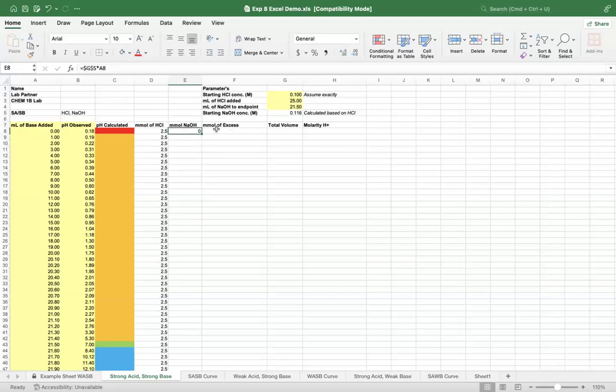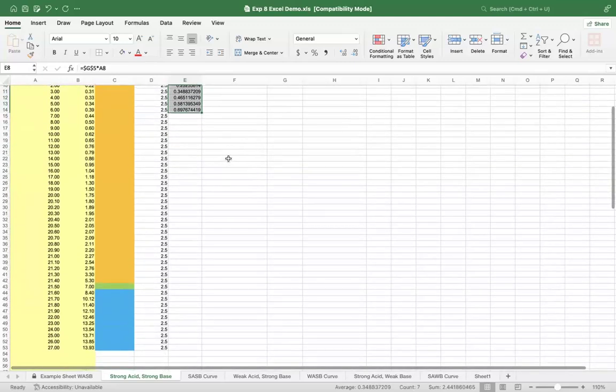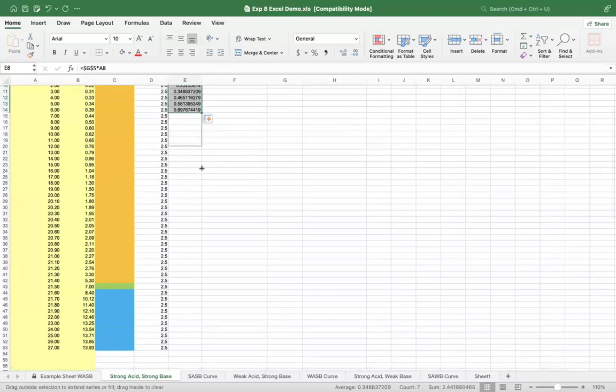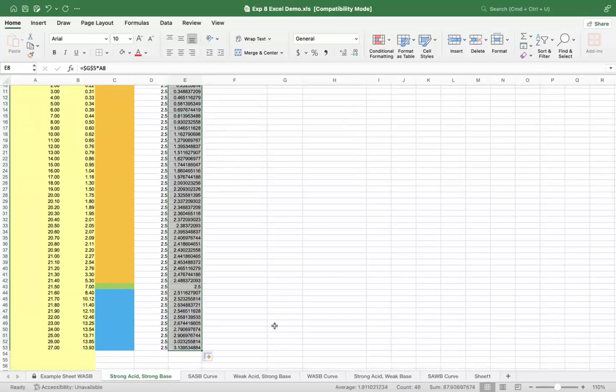Okay, so it's 0. But as I grab this and drag it down, you'll see that that number gets bigger and bigger and bigger. So I'm going to just drag this. We can drag it all the way down. But at some point, you're going to see that it becomes bigger than the amount of acid we have. And that should happen at the neutral point.